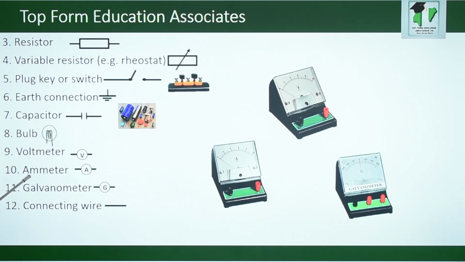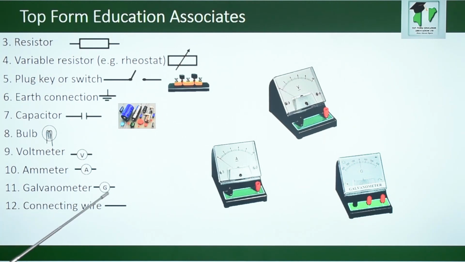Then we have the ammeter. This is also the symbol for what? Ammeter. It measures the current flowing into the circuit. The voltmeter measures the potential difference, while the ammeter measures the what? The current flowing into the circuit.